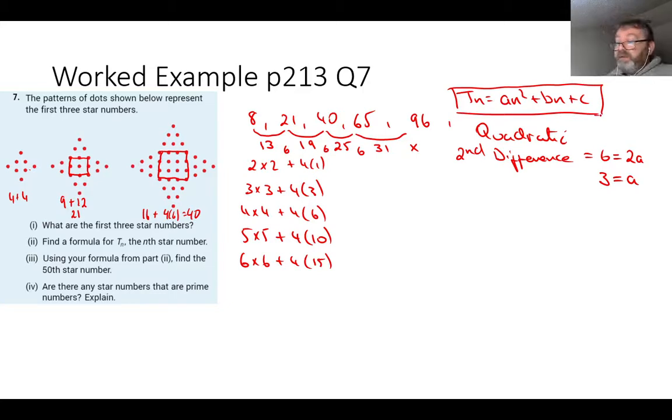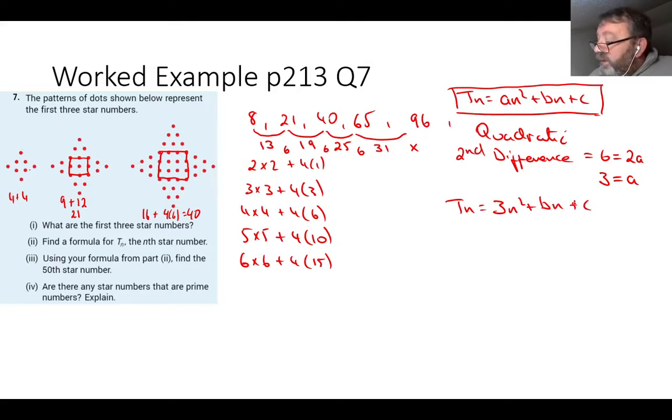Okay, so I've got to remember that. Now that I've discovered it's quadratic, I write down what the general term formula of a quadratic is, and I also remember that the second difference is equal to 2 times the leading coefficient, 2a. So I divide the second difference by 2 to work out what the leading coefficient is, and it's 3. So what does that tell me? That tells me T of n equals 3n squared plus bn plus c.